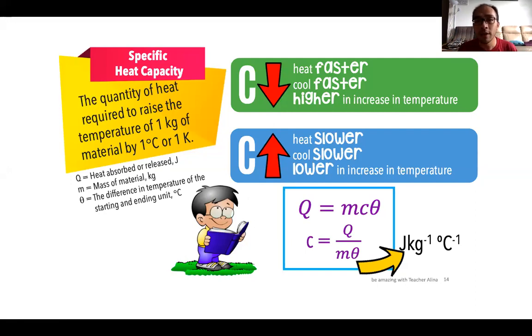For example, if you have a wooden kuali, as opposed to a metal kuali, it doesn't make sense at all to cook on a wooden kuali, because wood has a very high specific heat capacity. It takes a very long time for it to be hot, and that's if it doesn't get burnt or charred first.